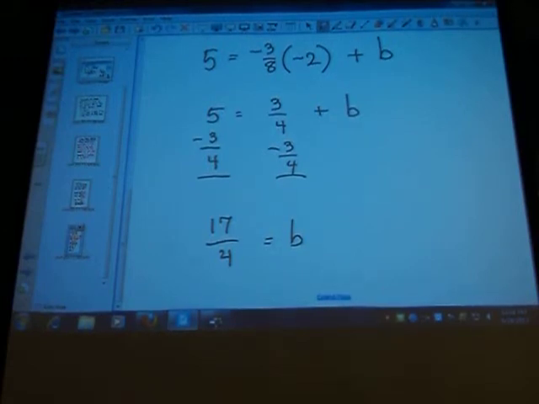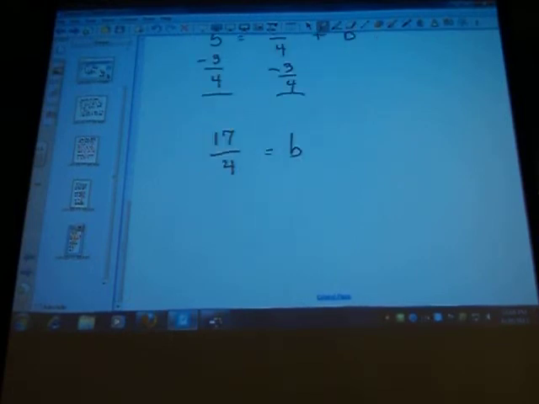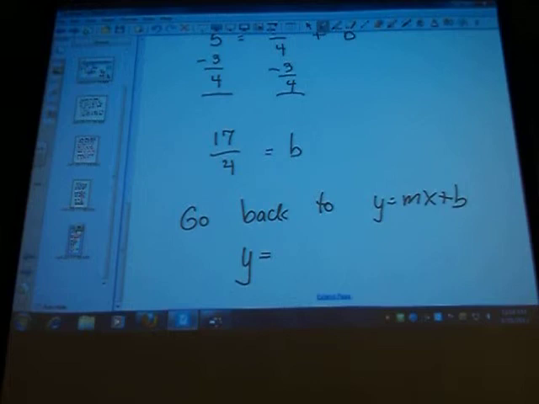Now, once I figure out what b is, what is my final answer? Oh, b is not what they wanted. They wanted you to go back to y equals mx plus b. I only plugged in the x and the y to find my b. For my final answer, x and y need to be variables. So I only plug in m and b for my final answer. They give you m, so that's easy. You only plug x and y in to find b.